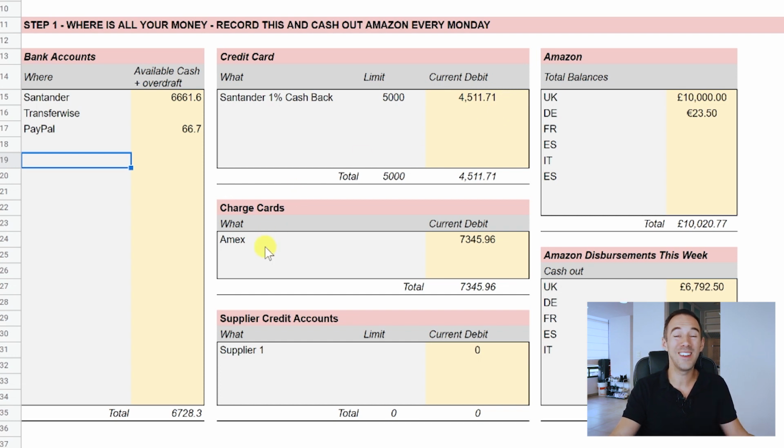Charge cards, we're going to list them as well, but charge cards are different to credit cards. They don't have a limit, so we don't record a limit, we just record the balance, and that's a really important point. And then the final one is supplier credits.